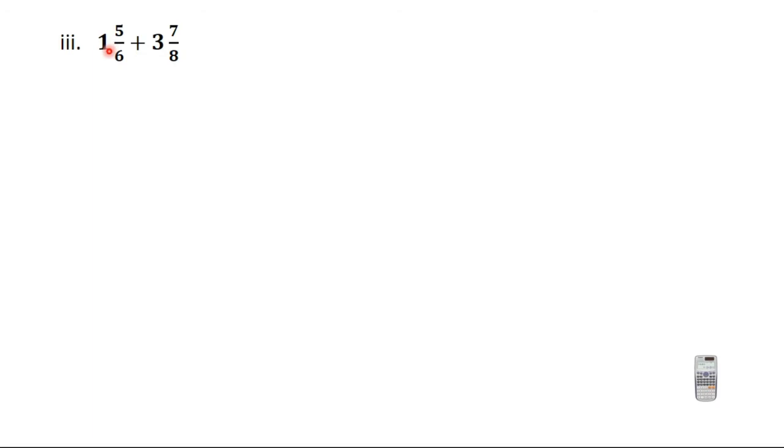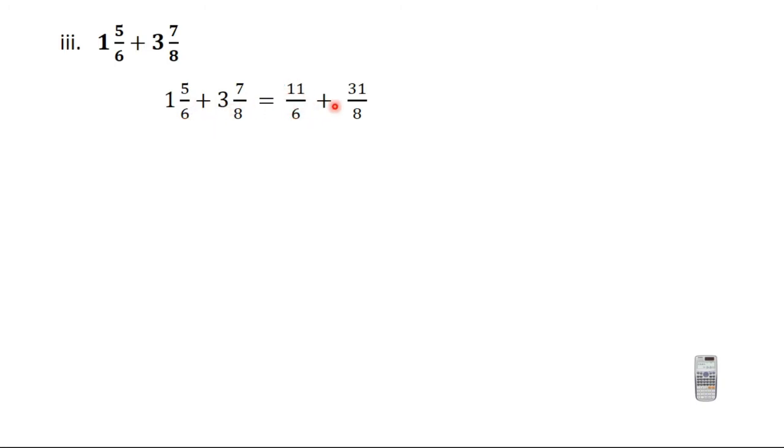We move on to the third example. We have 1 whole number 5 over 6 plus 3 whole number 7 over 8. Now you can see clearly that we have some mixed numbers or mixed fractions. To begin the addition process, the first thing you have to do is convert these mixed numbers to improper fractions. You know, in the previous video, we learned how to convert mixed numbers to improper fractions. So if you convert 1 whole number 5 over 6 to an improper fraction, you get 11 over 6.